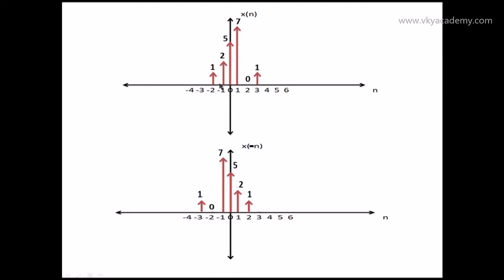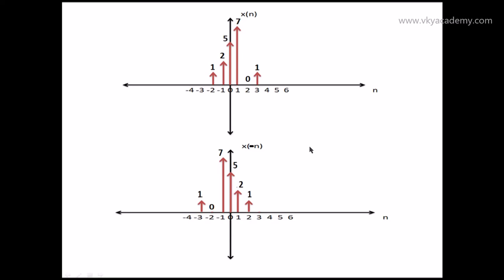In the same way, previously on the left side of the origin we had two amplitudes, at -2 and at -1. Previously at -1 the amplitude was 2, and now at position 1 the amplitude is 2. At -2 previously the amplitude was 1, and now at 2 the amplitude is 1. And you can see the sample at the origin, which is 5, remains fixed. So this is how the folding or time reversal operation is done on a discrete time signal. The same concept can be applied to continuous time signals also.